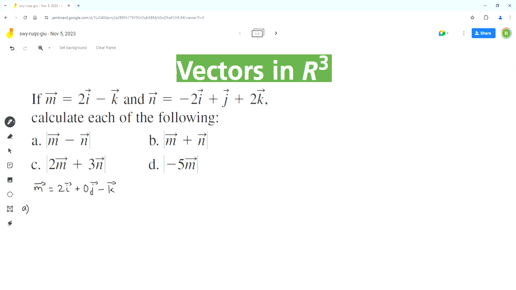So in part A, we have to find the magnitude of vector m minus vector n. So first we will find the difference of vectors m and n. Now we can get rid of the parentheses around the second vector by distributing the negative 1 in the parentheses. So basically we are doing scalar multiplication. So we'll multiply the coefficients of i, j and k by negative 1.